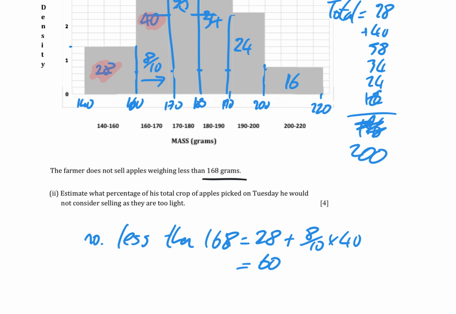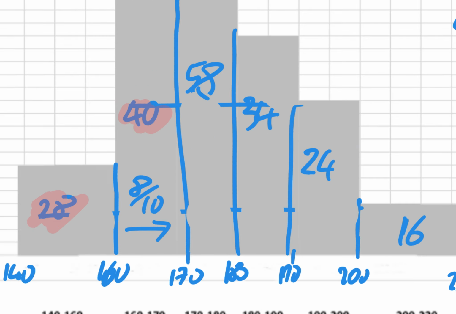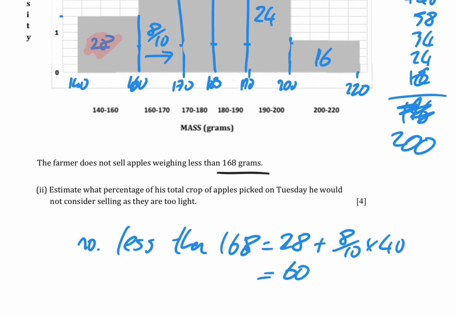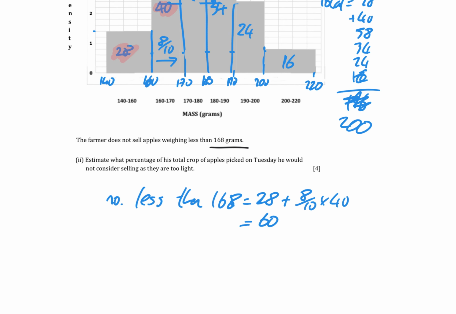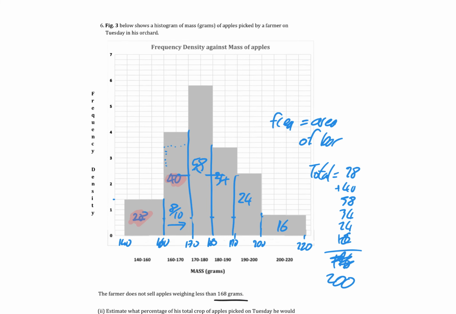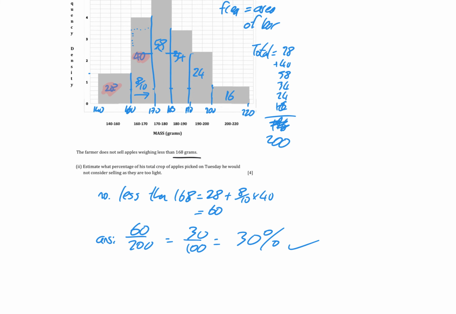It's an estimate, by the way. In this bar, we've no idea how these 40 things are spaced out. They could all 40 of them be around here, but we're having to assume they're evenly spaced out through this. That's why it's just an estimate. And then your answer, how many could he not sell? It's going to be 60 out of 200. That's the same as 30 over 100, which is 30%. Very difficult for me to see the heights of the bars on the histogram. Hopefully I've got that one right.